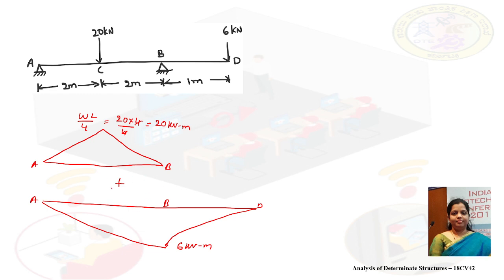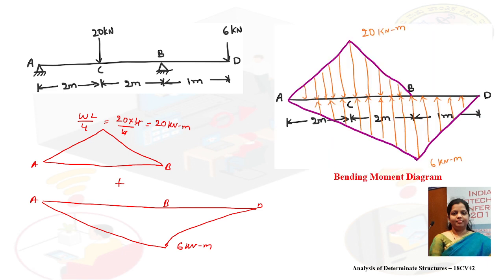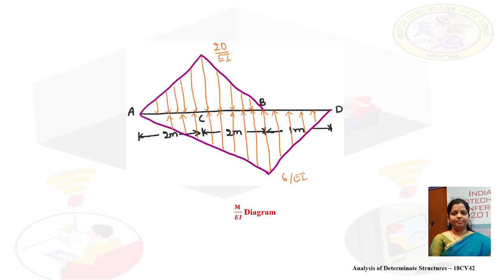So now we need to add these two bending moment diagrams. It comes in this pattern. At the top the loading is acting in the downward direction, at the bottom the loading is acting in the upward direction. So this is the M by EI diagram.